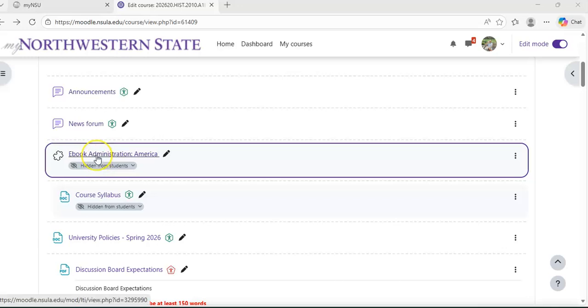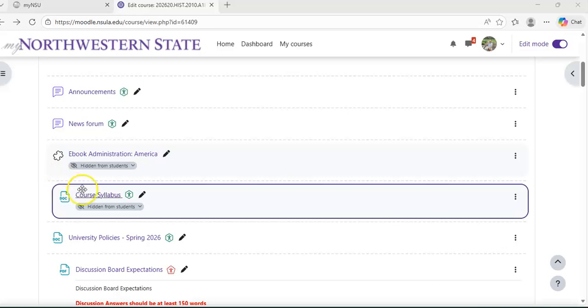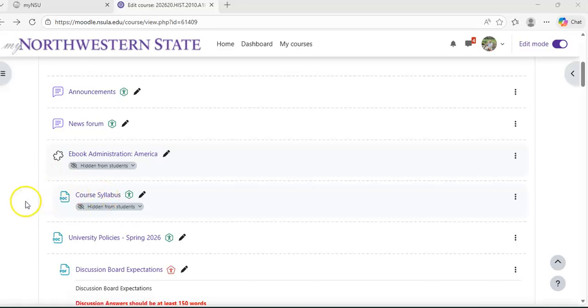The textbook, which I'll spend a little bit of time talking about as we go along. The link is right here. This is an e-book. You'll need to create a login with the textbook publisher. The syllabus is right here. We'll look at that in a second.